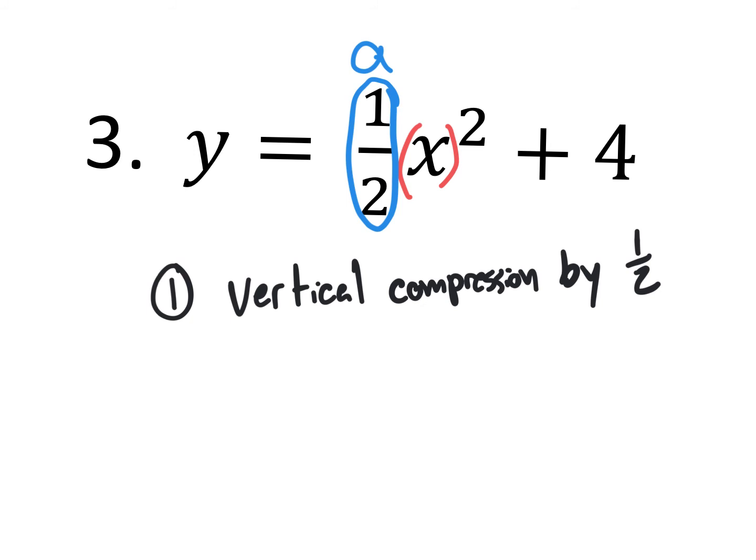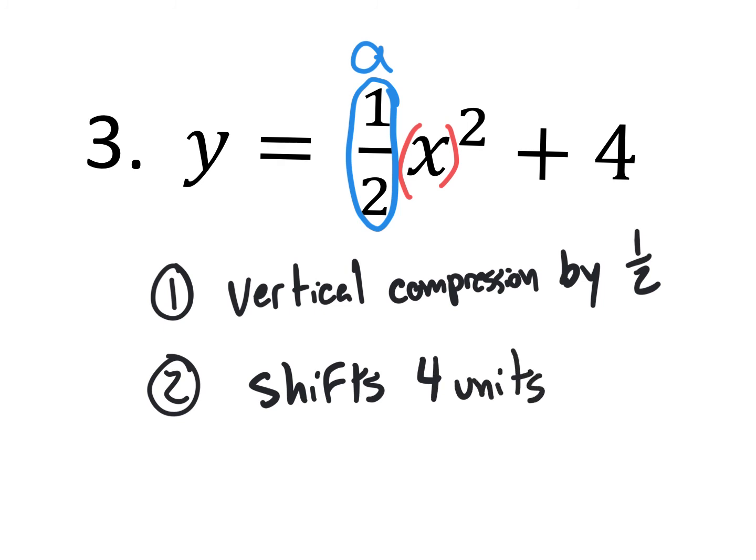It gets vertically compressed by 1/2. After that, we need to talk about, does it shift left? Does it shift right? Does it shift up or down? And by how many units? So the second thing to describe is that it shifts where? It shifts 4 units where? To the left, to the right, up, or down? What do you guys say? That is correct, 4 units up, okay? And that's all you have to describe from the original parent graph to this one.